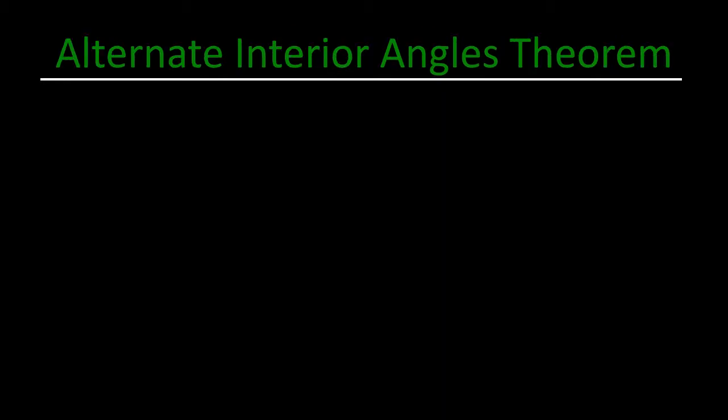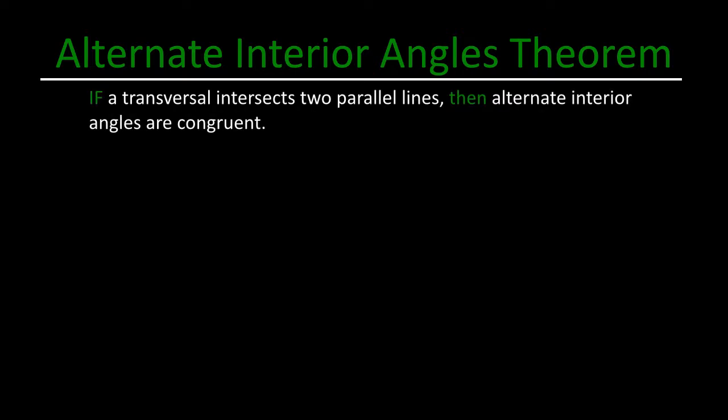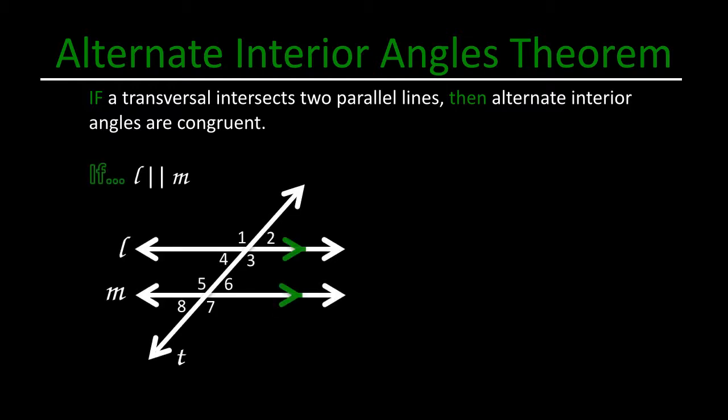Now, the alternate interior angles theorem states if a transversal intersects two parallel lines, then alternate interior angles are congruent. So if we have line L is parallel to line M, then we have angle 3 is congruent to angle 5, angle 4 is congruent to angle 6.